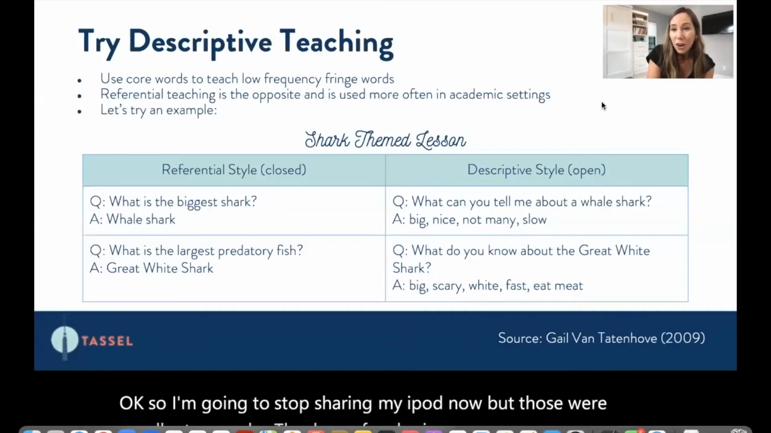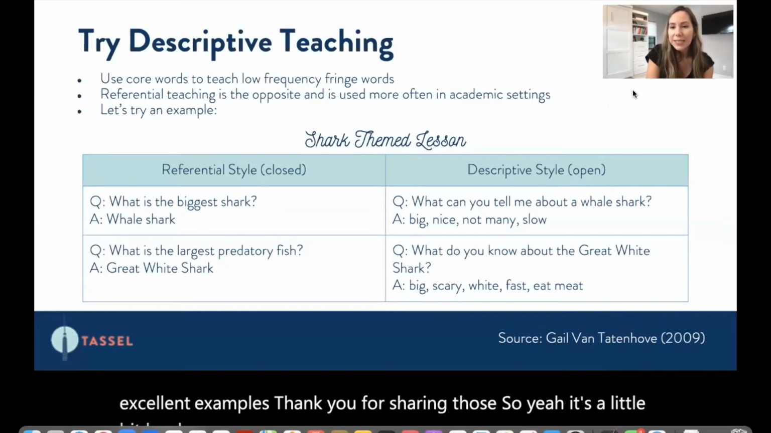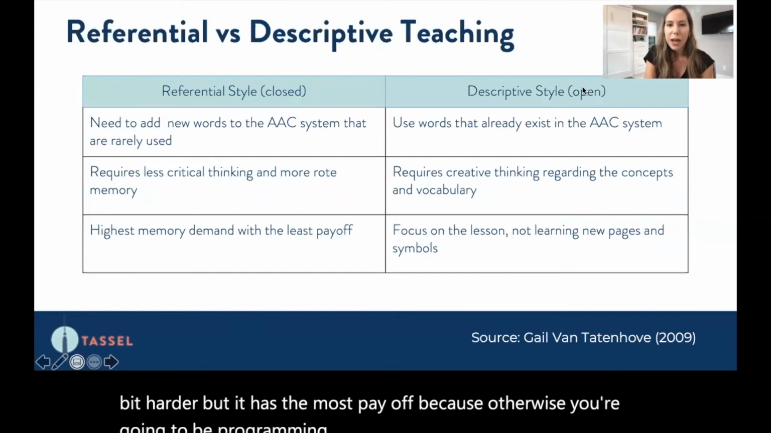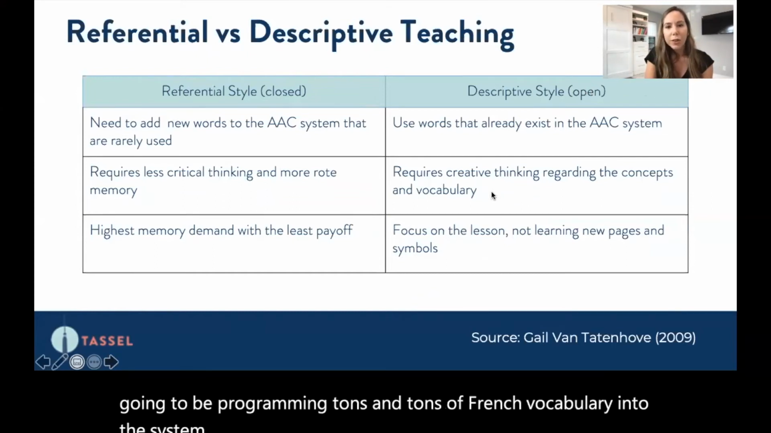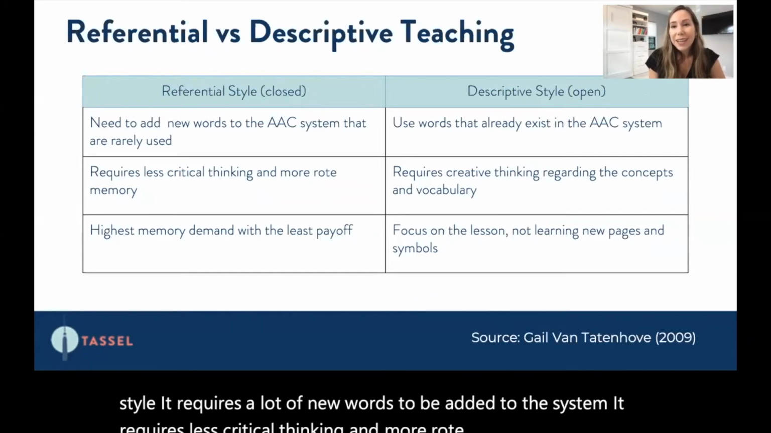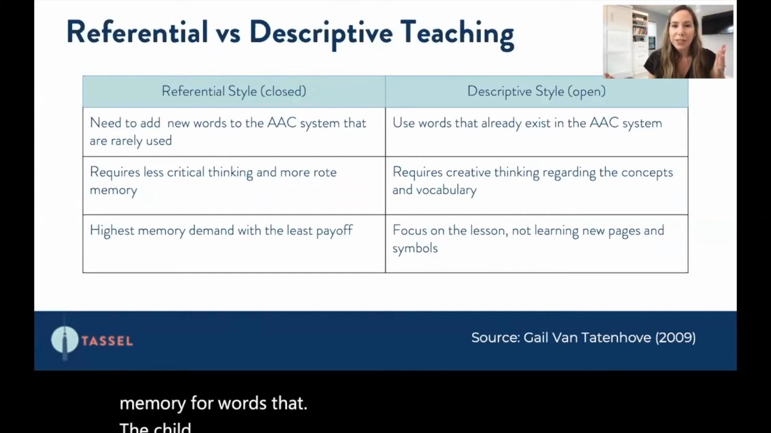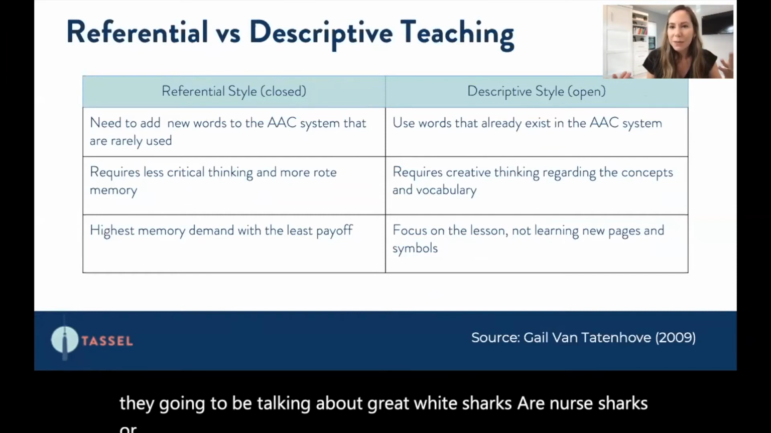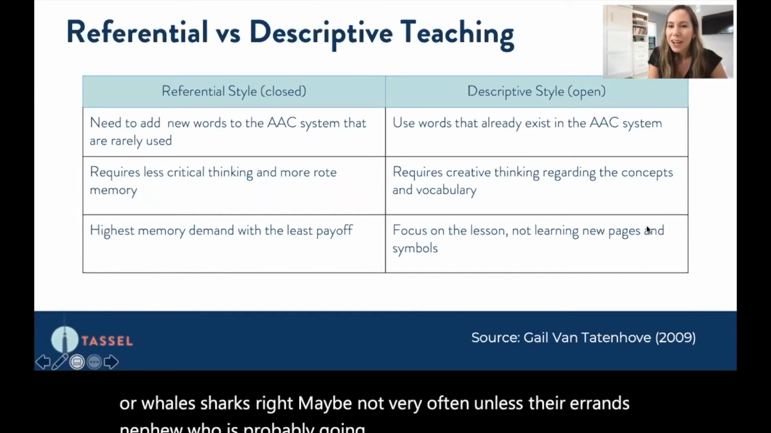So yeah, it's a little bit harder, but it has the most payoff because otherwise you're going to be programming tons and tons of vocabulary into the system. So let's compare the two really quick. Referential style requires a lot of new words to be added to the system. It requires less critical thinking and more rote memory for words that the child probably isn't going to use very often. Like how often are they going to be talking about great white sharks or nurse sharks or whale sharks, right? Maybe not very often, unless they're Aaron's nephew, who is probably going to talk about them a lot.